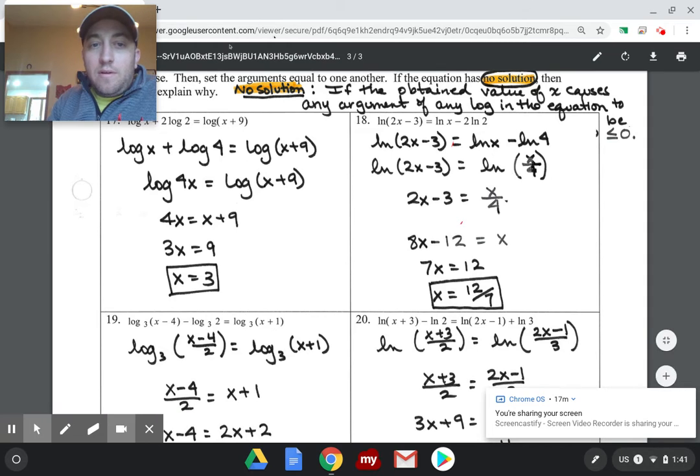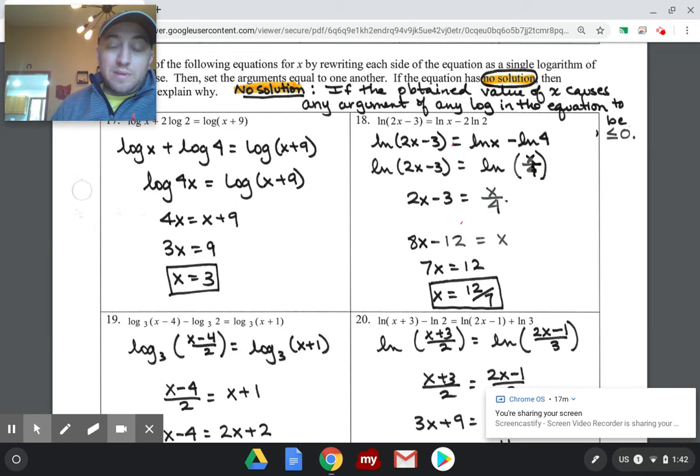And then note there, no solution. If the obtained value of x causes any argument of any log in the equation to be less than 0, to be a negative number, that's when it's no solution, because we cannot take the log of a negative number. That was one of our key rules from the last section of notes.